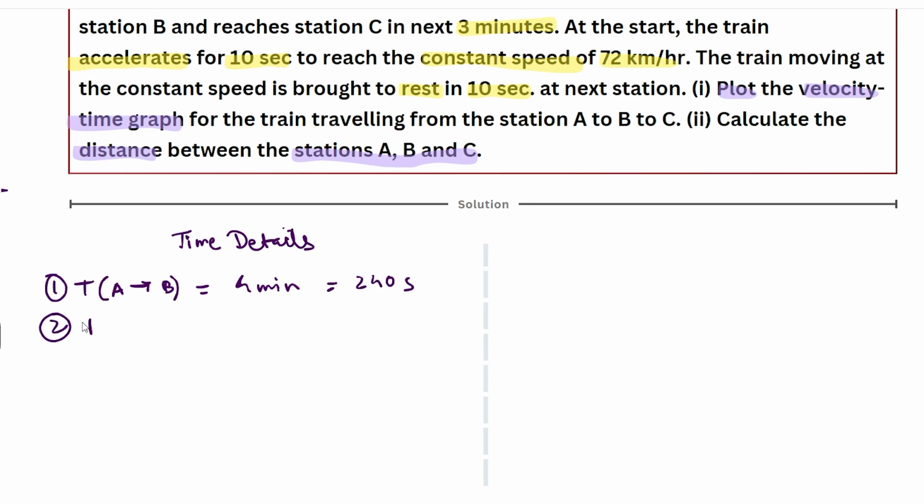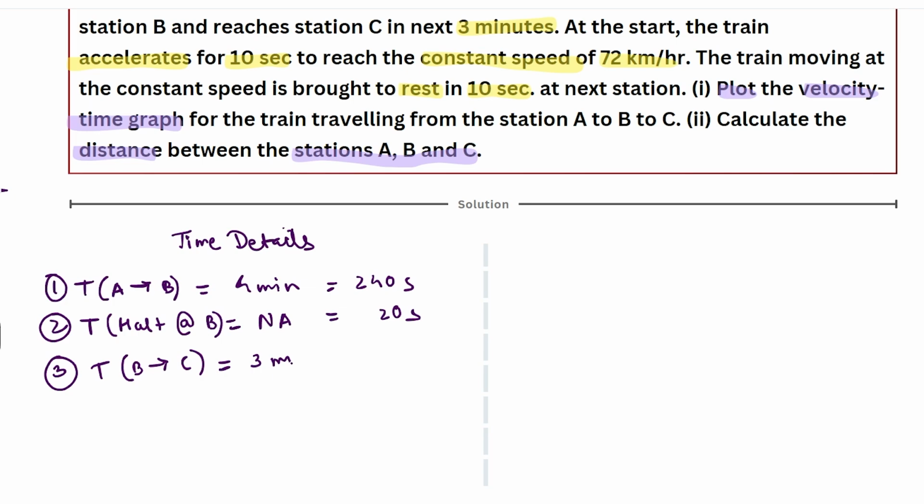The second piece of information given to us is the time of halt. This halt happens at station B and is for a duration of 20 seconds. We don't need the minute part because it's not given. The third time interval given to us is for the journey from station B to C. This journey happens in 3 minutes, which in seconds would be 3 into 60, that is 180 seconds.